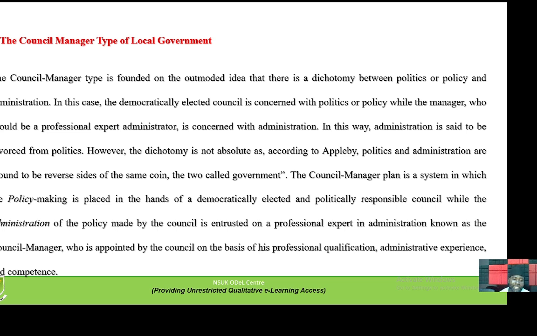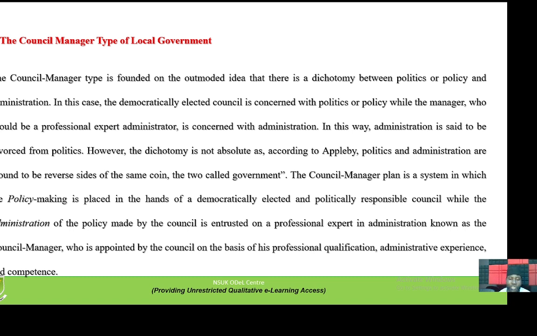In this case, the democratically elected council is concerned with politics or policy making, while the manager should be a professional expert in administration who is concerned with the administration. So on this one, we can see that the act of politics is clearly separated. We have two actors here: an appointee that deals with the politics of local government, and an appointee that deals with the administration of local government. This has to do with the administration of civil service and so on.